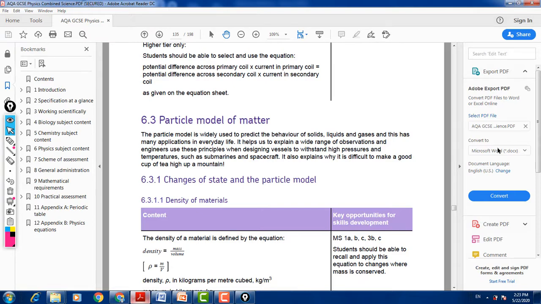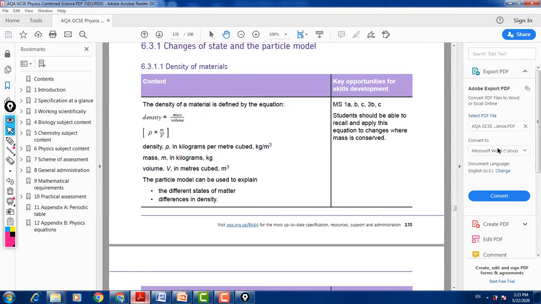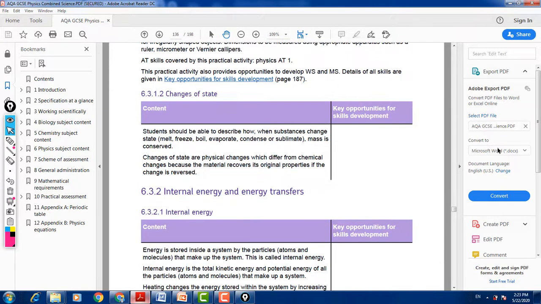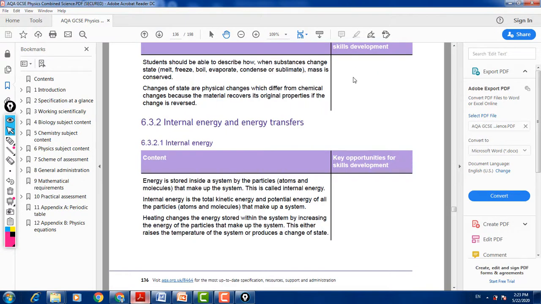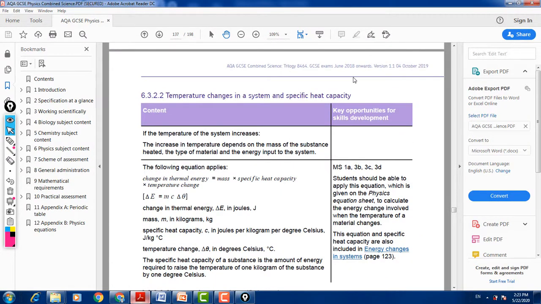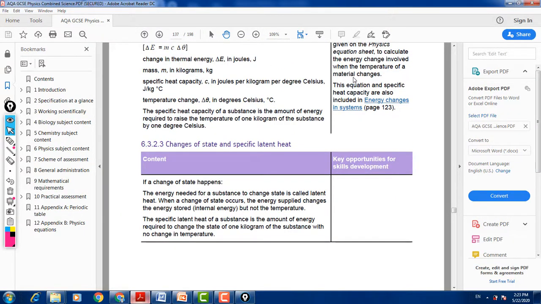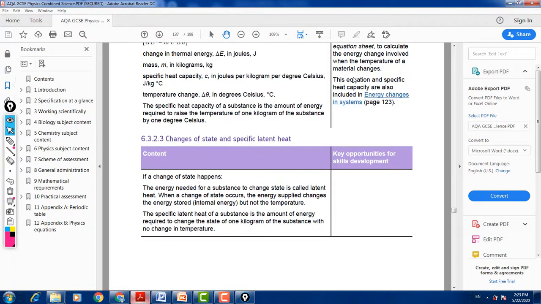Now the next topic would be the particle model of matter. In this topic, we'll discuss the changes of state and the particle model, and the density of materials would be the first subtopic. Then comes the changes of state. We'll discuss the internal energy and energy transfers, in which we will study the internal energy, the temperature changes in a system and specific heat capacity. Next topic would be changes of state and specific latent heat.